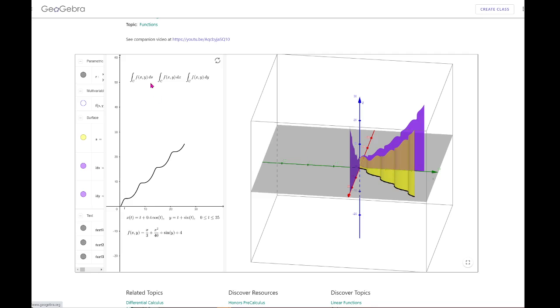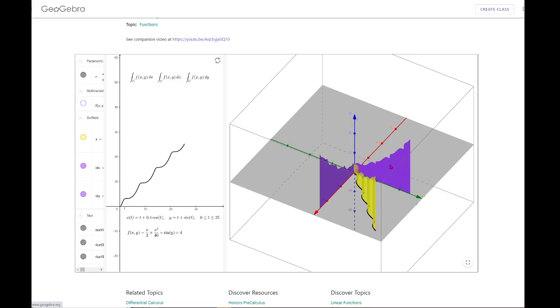So in yellow, you see the original one with the ds. This purple one over here on the left, that's dx. That's the integral with dx. And then the area of this other purple region back here, that's the integral of f of x comma y over the curve C dy.